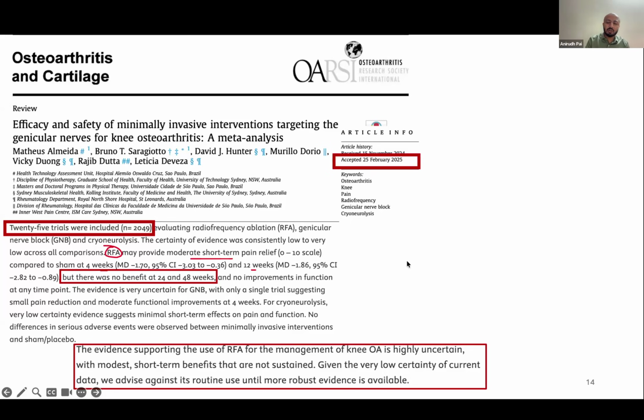Here, what the authors noted is that RFA provided just modest short-term pain relief at 4 weeks and 12 weeks. However, the benefits were not present at 24 to 48 weeks. And these authors have even advised against the routine use of RFA for osteoarthritis of the knee, saying basically we have to be careful with the use of it until more evidence is available.